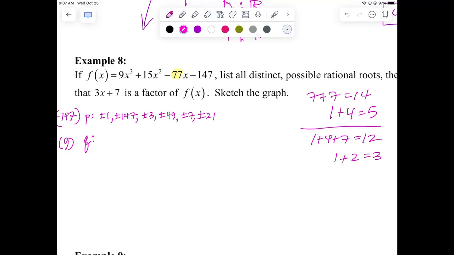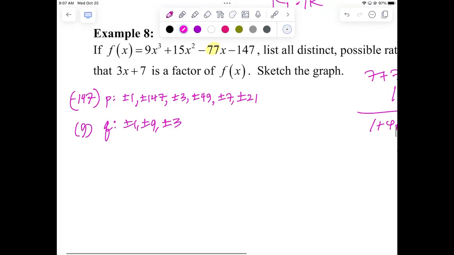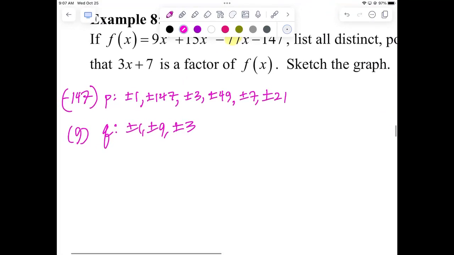Okay, let's look at Q. This is a little bit easier. Factors of 9, plus or minus 1, plus or minus 9, and plus or minus what? 3. Okay, are you ready for it? You ready to list them? I am too. So here we go. P over Q. Here are the distinct possible rational roots.